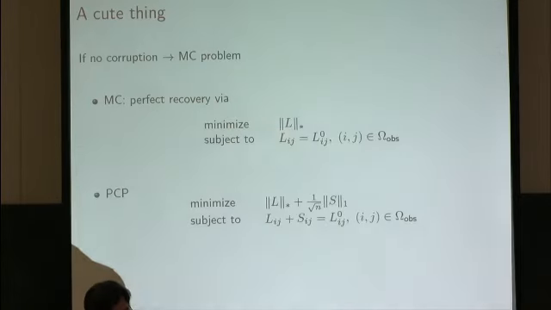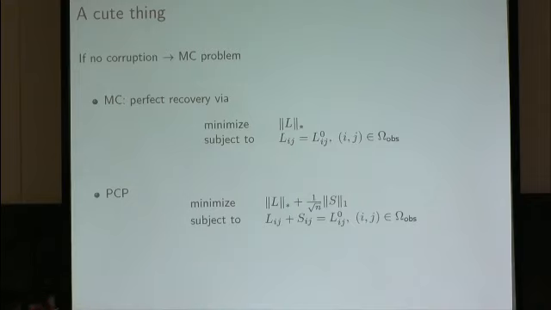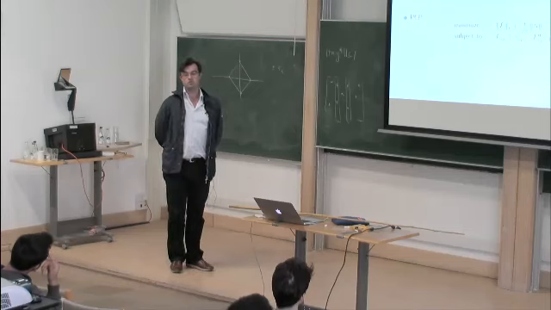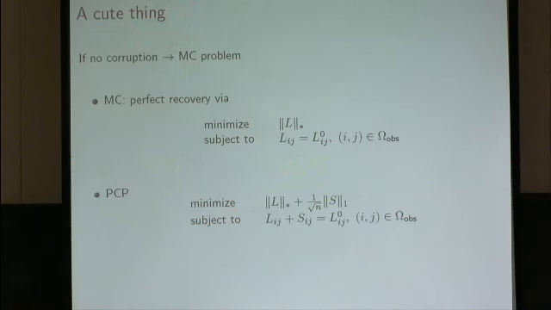There's a cute thing, I think. It's a very little thing, but it's kind of cute. Suppose you give me a matrix and I see some of the entries of this matrix, but you did not corrupt it. You just try to recover the matrix from missing entries, and in this case, what we've seen this morning is that minimizing the nuclear norm is a good thing, and that will work.